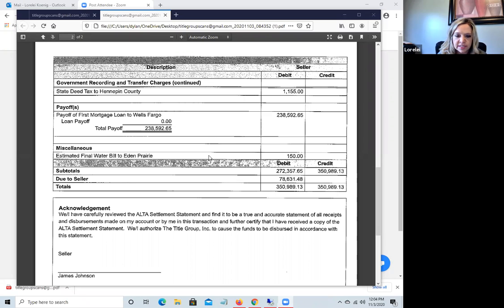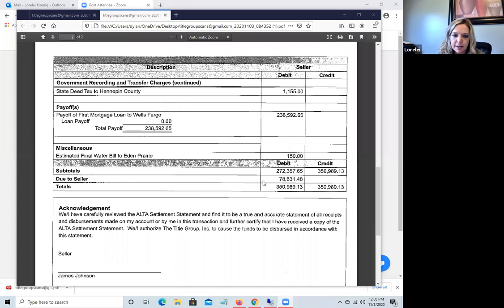And typically we will email the city. They'll give us an amount based on the seller's average usage. And then sometimes they'll attach a final bill that's actually due at the time. So then down below, you see the debits minus the credits. And then this amount, $78,631.48, is to the seller.